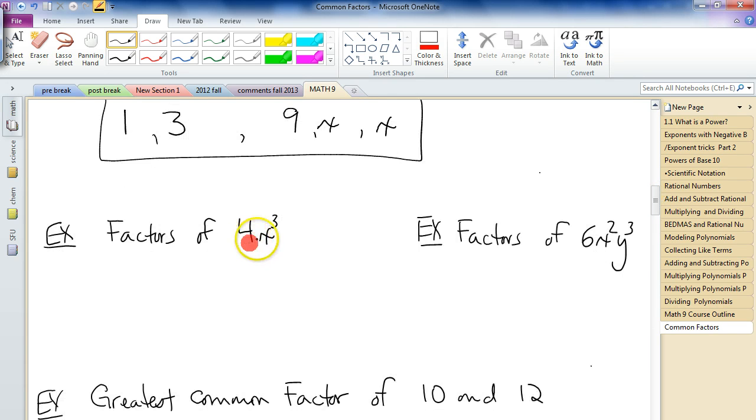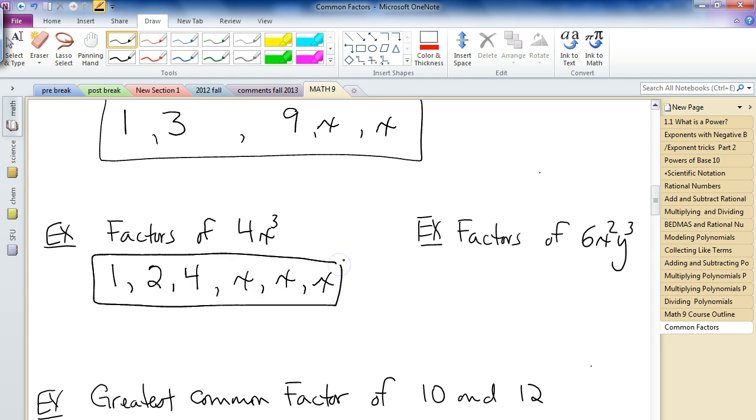What about the factors of 4x cubed? Well, what are the factors of 4? 4 is made up of 1, 2, and 4. And you have 3 x's here. So to get 3 x's, you have x, x, and x. Those are the factors of 4x cubed.